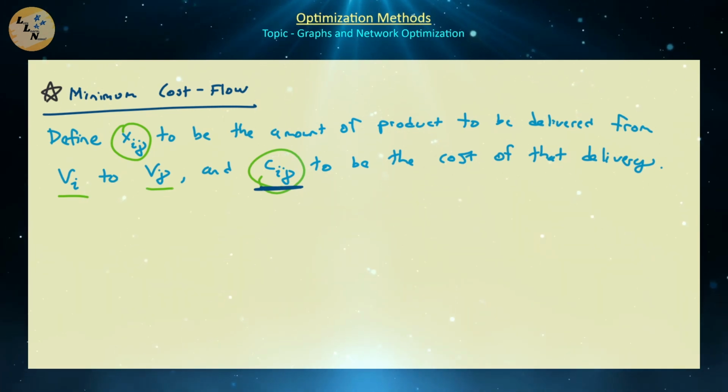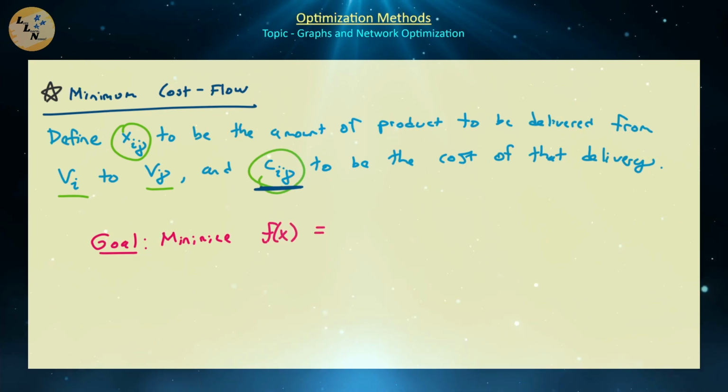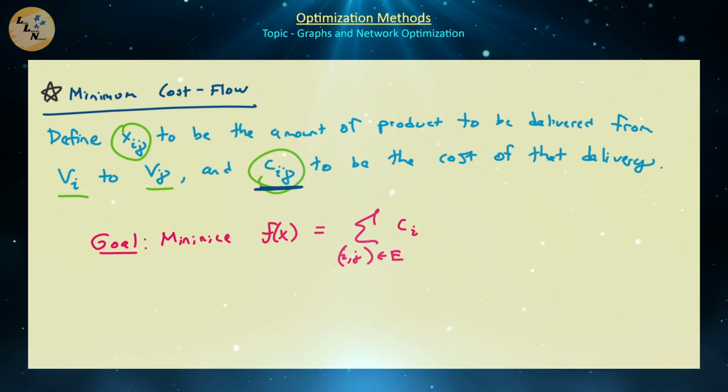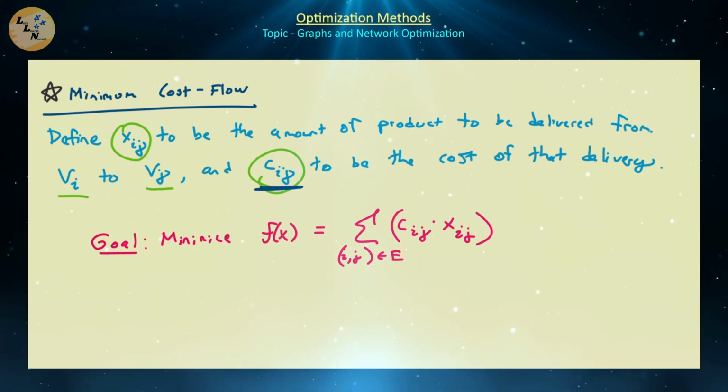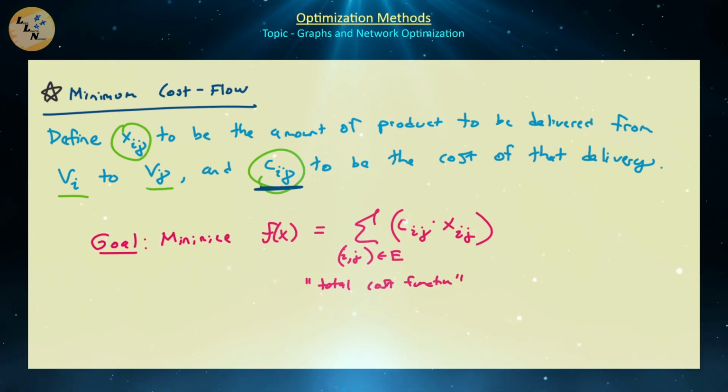So let's actually write that down in matrix form. Our goal is to minimize our functional f of x, and this is going to be equal to the sum across all ij belonging to our edge set of cij times xij, right? That's the product of cij and xij. For example, the cost of route 1, the cost of route 2, and the cost of route 3, and the sum of all, so this is pretty much a total cost function. And it's cij and xij.